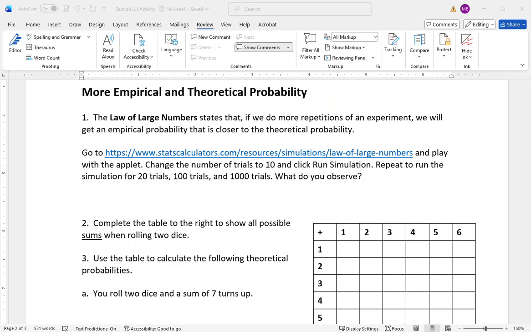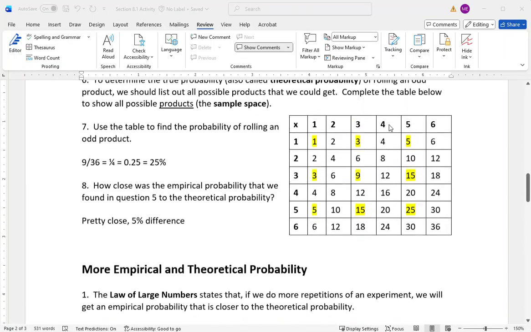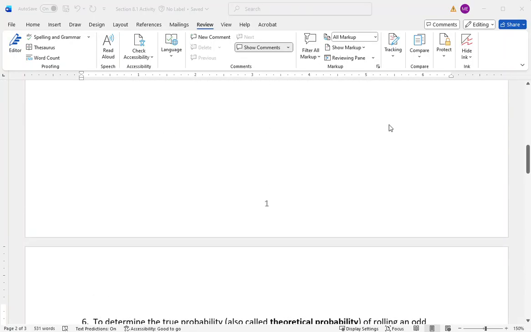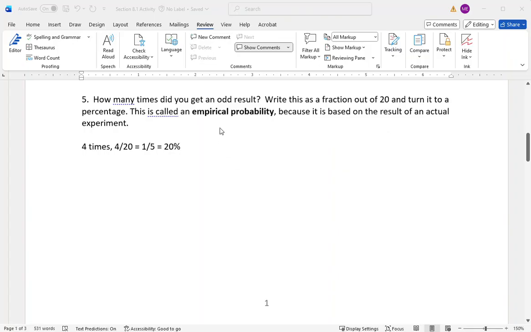In this video, we're going to do some more examples with empirical and theoretical probability. And what we're looking at here is something called the law of large numbers. It states that if we do more repetitions of an experiment, we will get an empirical probability that is closer to the theoretical probability. So in our examples up here, our empirical probability that we found was 20%.